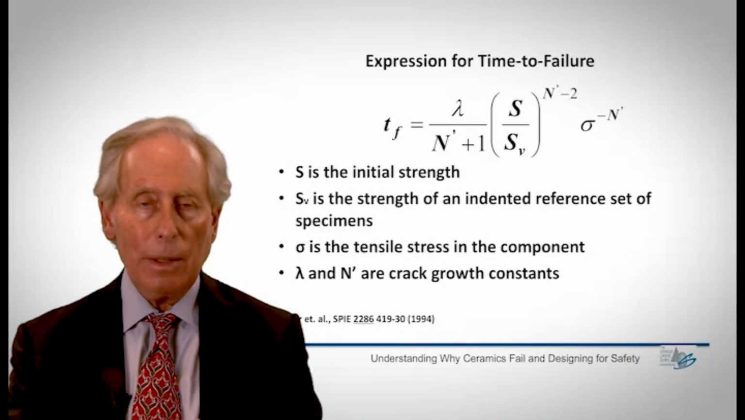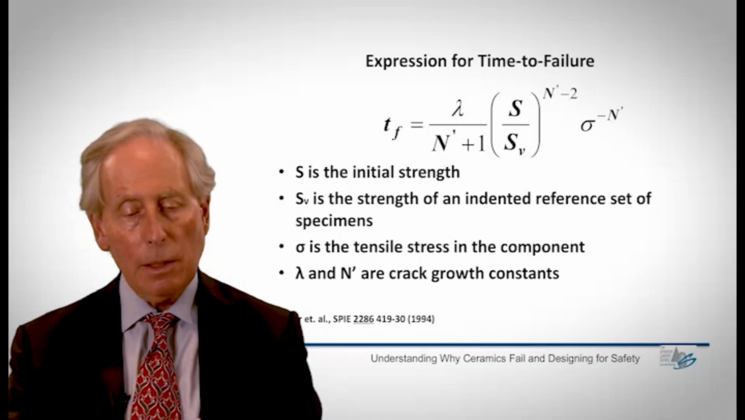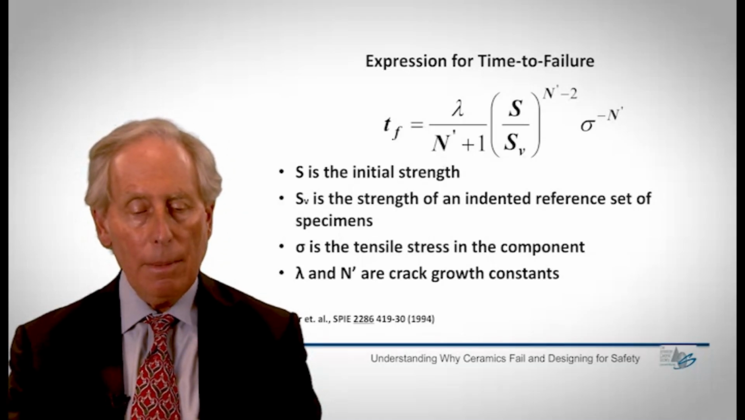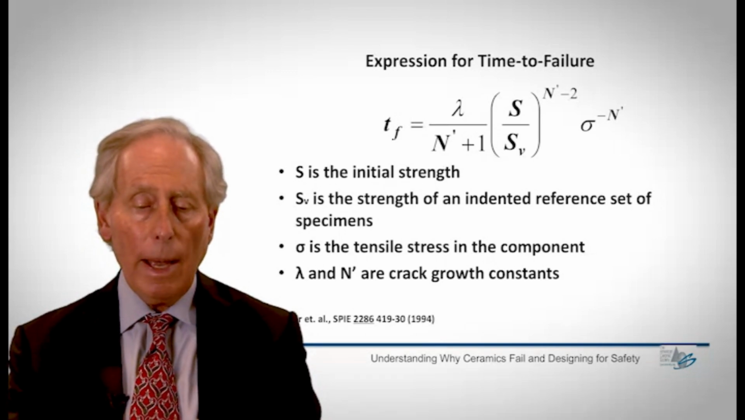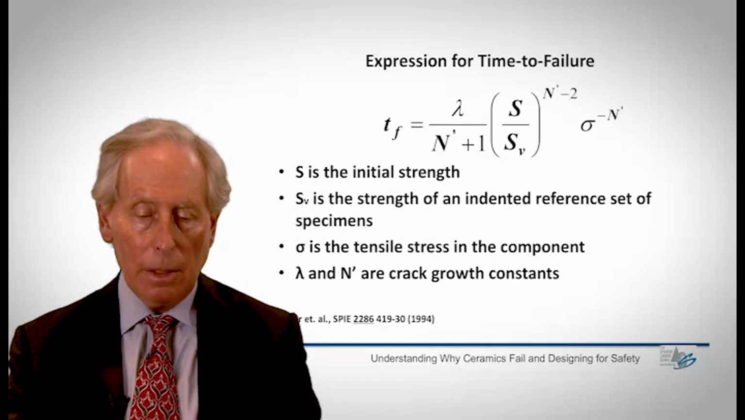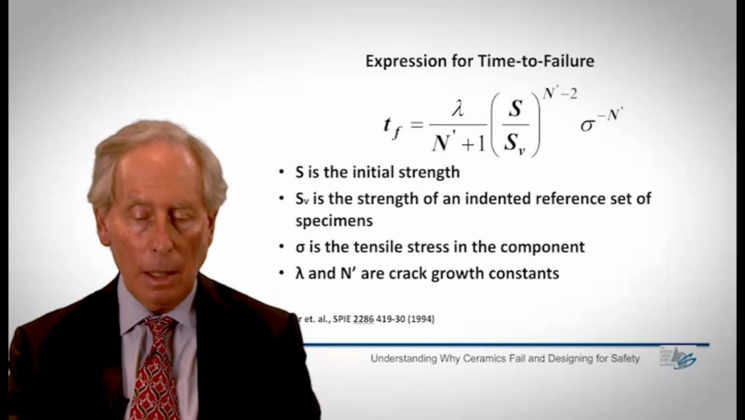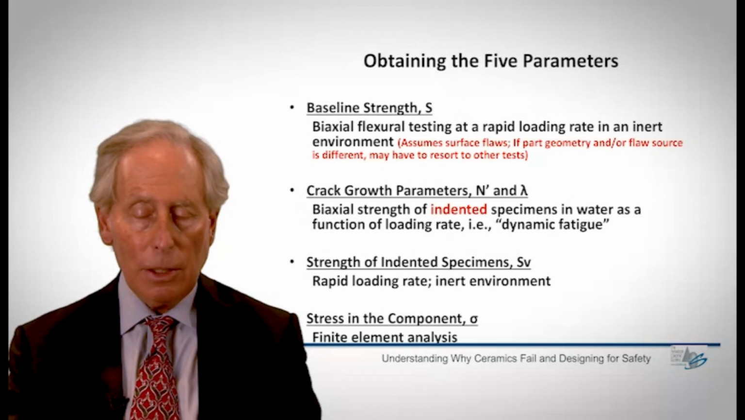But basically it's measuring the strength of the material as a function of the rate of loading. The slope of that is then n prime, and lambda is an intercept on that particular curve. So it's another way of getting crack growth data, and known by the term dynamic fatigue. So then I want to go through briefly and talk a little more about how we obtain those parameters.